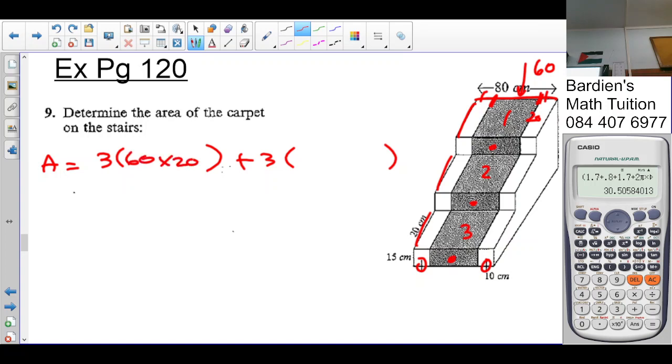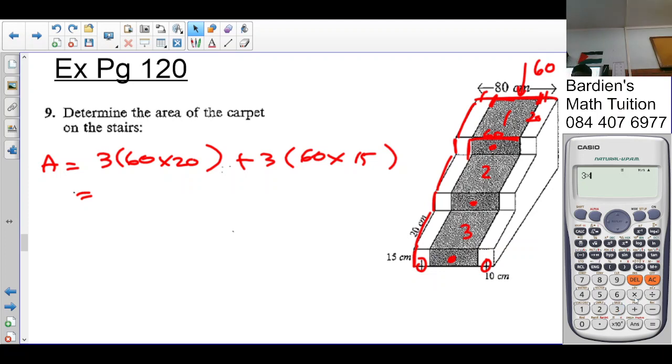I don't need the bracket yet. The one with the dots, what is this length here? The same as this here, not so? So it's 60 times this length here, which is the same as that length, which is the same as that, which is 50. Simple. So it's going to be 3 times 60 times 20. As I said, you don't need that bracketing. Plus 3 times 60 times 50. Gives us 6,300 centimeters square.